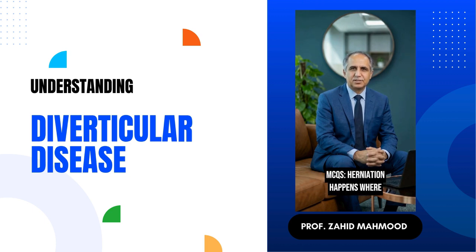Pathophysiology is key for MCQs. Herniation happens where the vasa recta penetrate the muscle wall. If that vessel erodes, you get painless, profuse rectal bleeding.